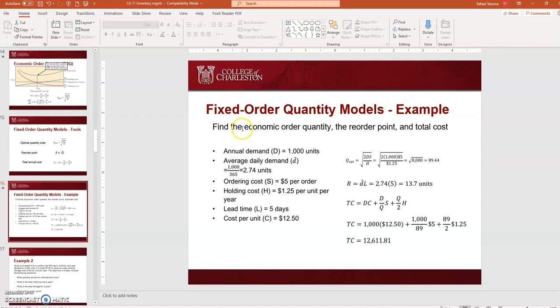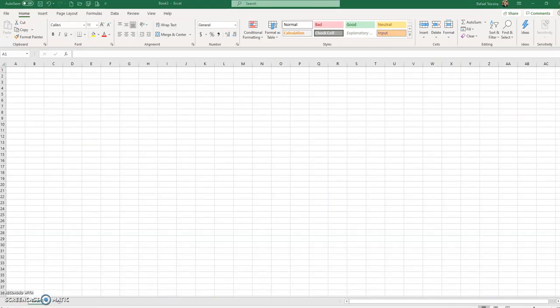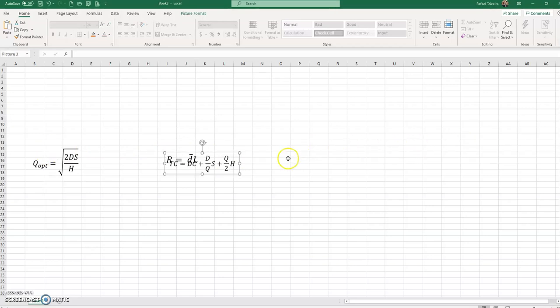Let's say we have to find the economic order quantity, the reorder point, and the total cost for this problem. We have these pieces of information: annual demand, average daily demand, and everything. Let me show you how to solve that in Excel. You can solve this by hand, but I'm going to show you how to solve it in Excel. For that, I'm going to copy those formulas and place them here as a reference for us to look at.